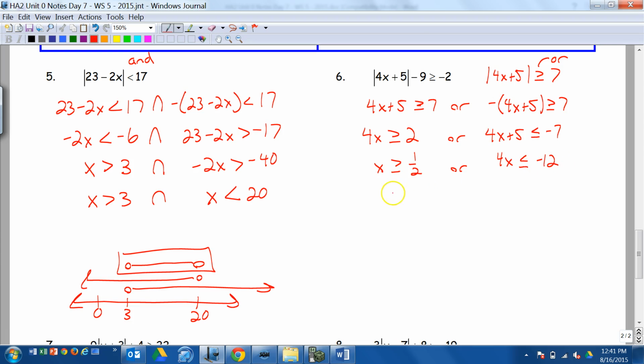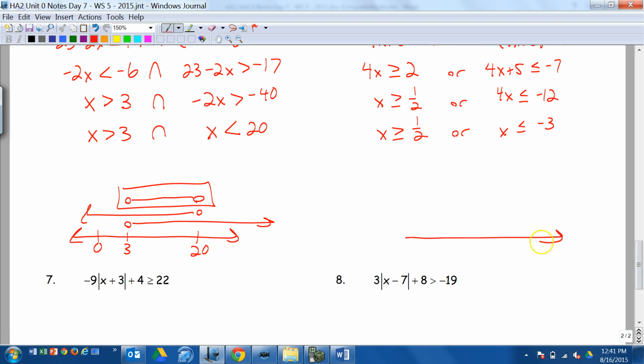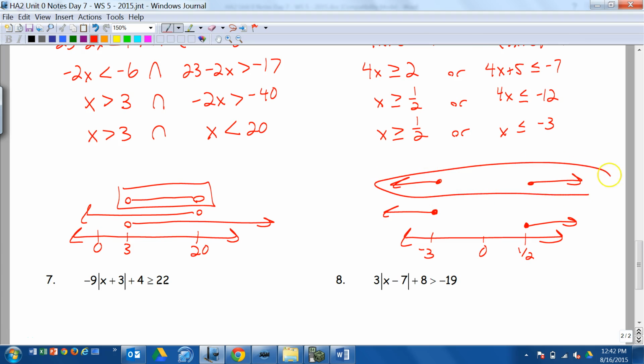So our final answer is x is greater than or equal to 1/2, or x is less than or equal to negative 3. If we graph that, it should look like an OR graph. So 1/2 is here, 0, negative 3. Filled in bubble, x is greater. Filled in bubble, x is less than negative 3. Take both pieces for our OR graph, and sure enough, this is our full solution set. Alright, let's keep going.